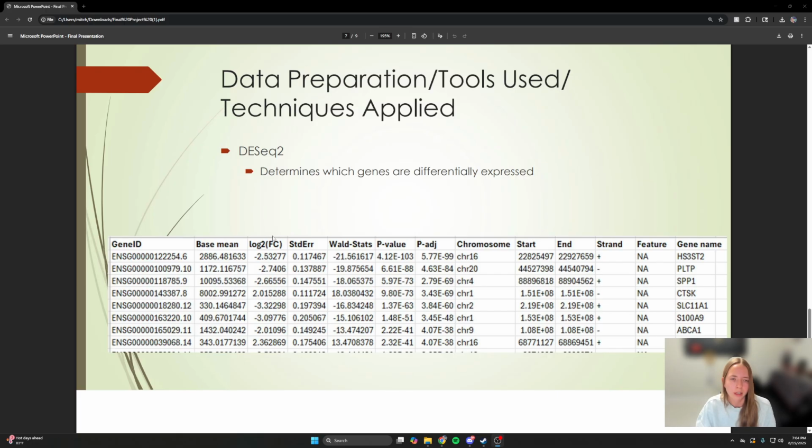sometimes two values can be significantly different from each other, but that doesn't mean it's a big enough difference that we care about it, if that makes sense. Sometimes, because we have thousands and thousands and millions of reads, two values that are close together can still appear significantly different from each other just because of how much data is backing them up. But in reality, when you look at that big picture, they're not that far from each other. So that's why we need both values to tell us which genes are differentially expressed and actually important to us.